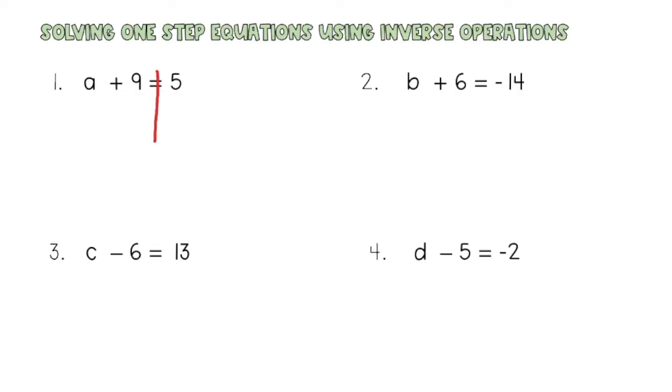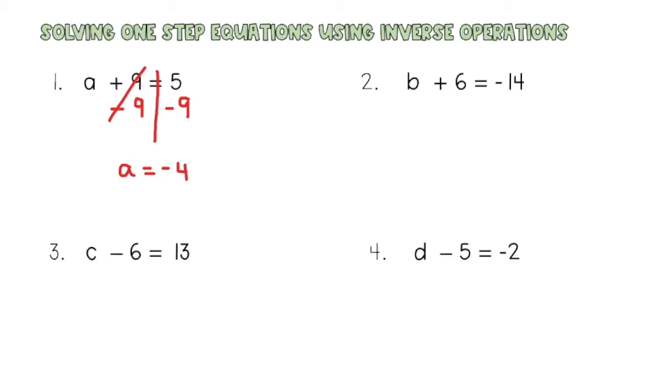I draw a line down my equal sign so that I can split my equation, and whatever I do to one side of my equal sign, I have to do to the other. This keeps my equation balanced. It helps us find the true value of our variable. So positive 9 and negative 9 cancel out to be 0, and I'm left with A all by itself. And 5 minus 9 equals negative 4.